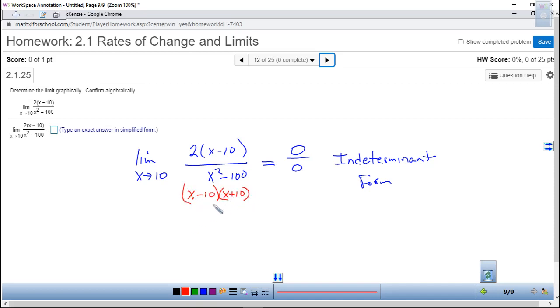Now, at that point, algebraically, we can cancel these two things out. So what we're left with now is the limit as x approaches 10 of 2 over x plus 10. Now, when we plug in 10 here, we're going to get 2 over 10 plus 10, which is 20, which gives me 1/10. Now, that is going to be our limit.